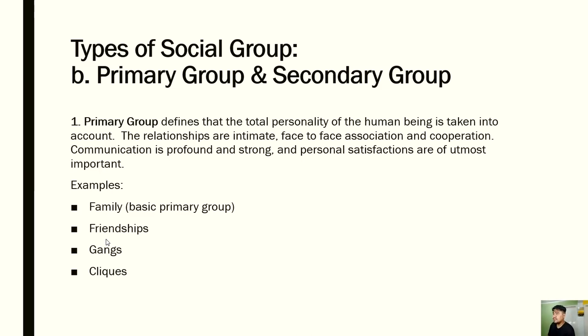Primary groups are those where the value system, the communication, and the interaction are closer. More likely in terms of personal satisfaction and personal belief, the relationship is close. For primary groups, take note: the relationship of the people is close. An example would be family, and this is the basic primary group.